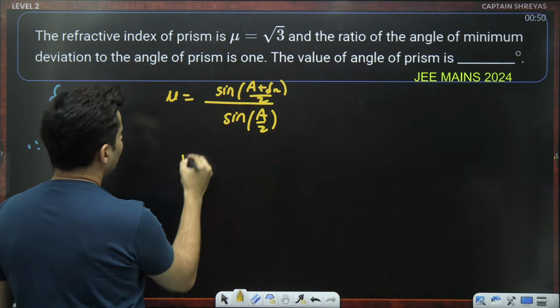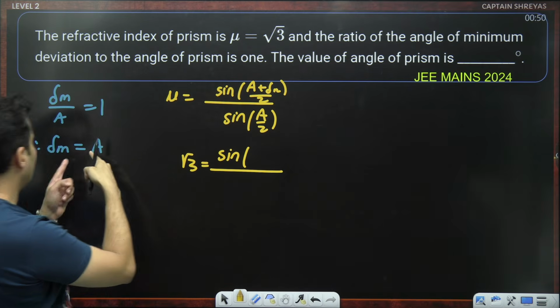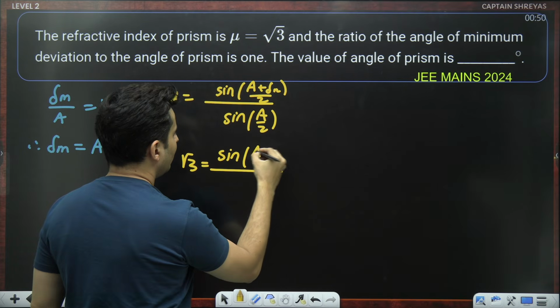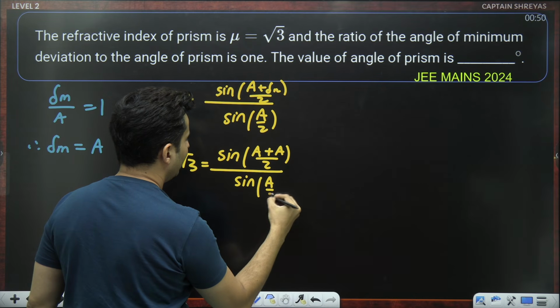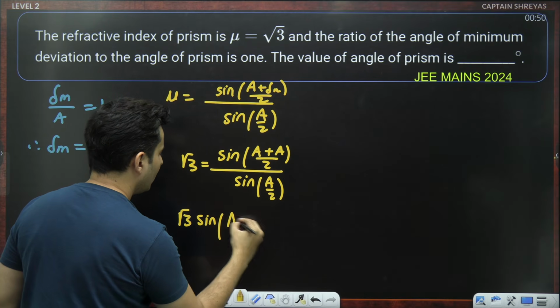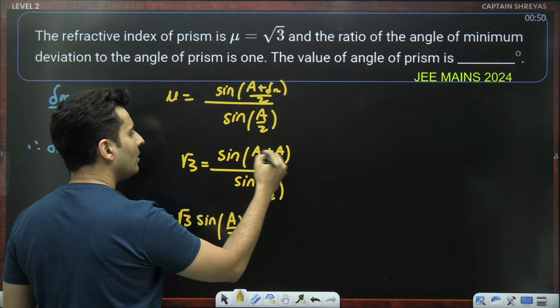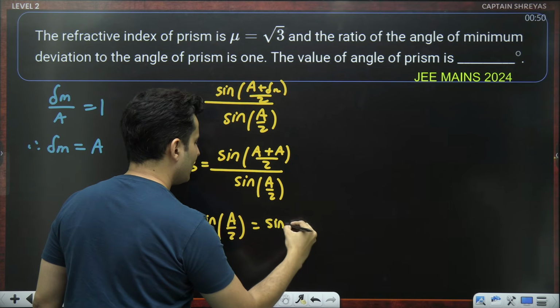So mu is basically root 3. This will become sine of (A plus delta m), and delta m is also A, so it will become (A plus A) divided by 2, divided by sine of A by 2. Take it on the other side. So root 3 times sine of A by 2 is equal to, 2 by 2 is 1, so sine A.